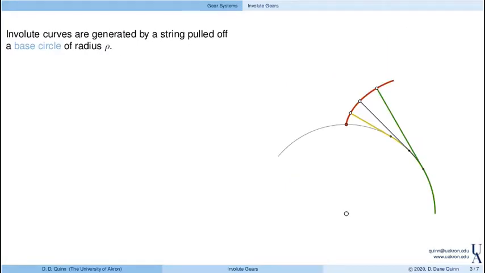So how do we construct these curves? Well, there's actually a really nice physical geometric interpretation. Imagine that you had a circle and you had a string wrapped around it. The string is wrapped, it's constant length, and you take that string and you just pull it off. Well, here, the path from the end of the string is exactly an involute curve.